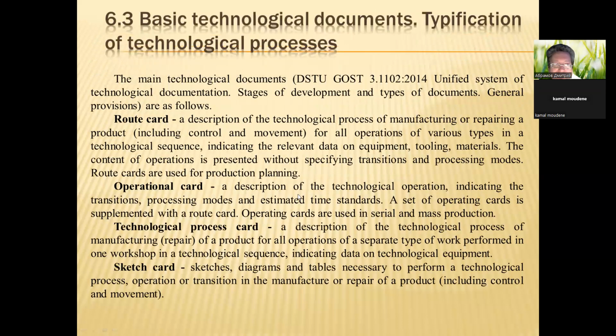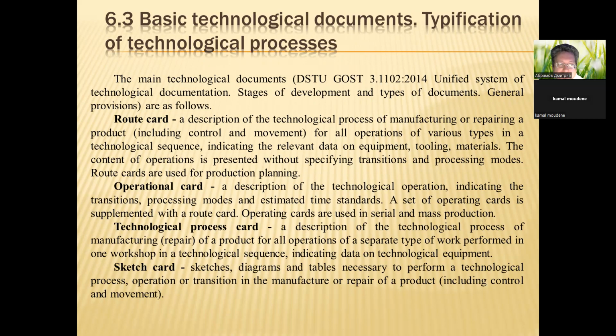And now we start item 6.3. Basic technological documents, typification of technological processes. Write down to your notes this item. The main technological documents, like in this standard 3.1102-2014, Unified System of Technological Documentation, Stages of Development and Types of Documents, General Provisions, are as follows.